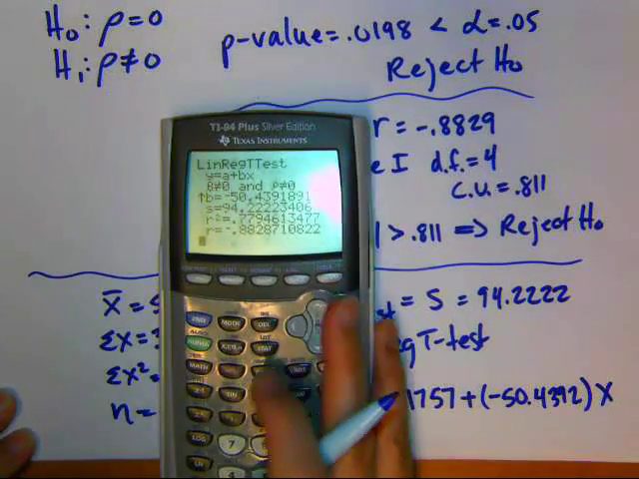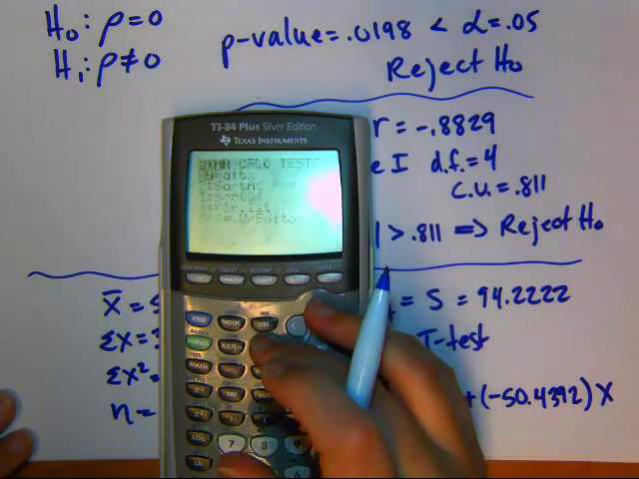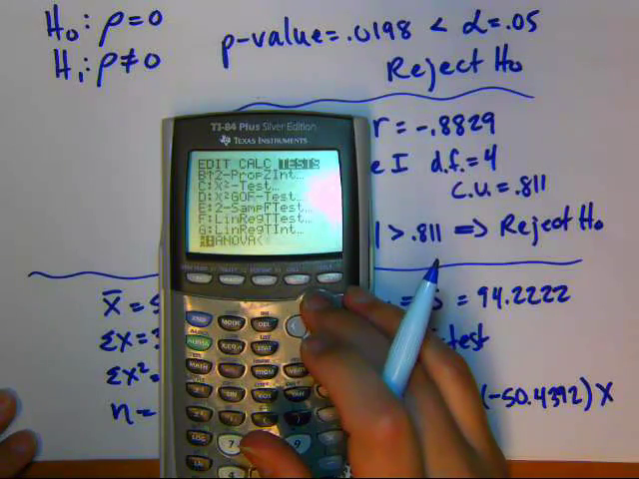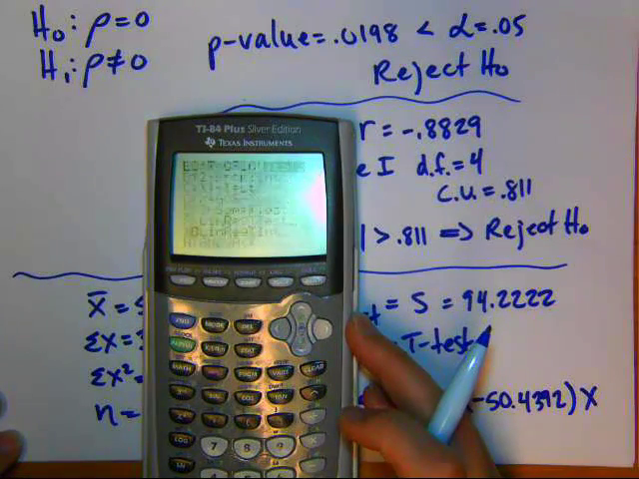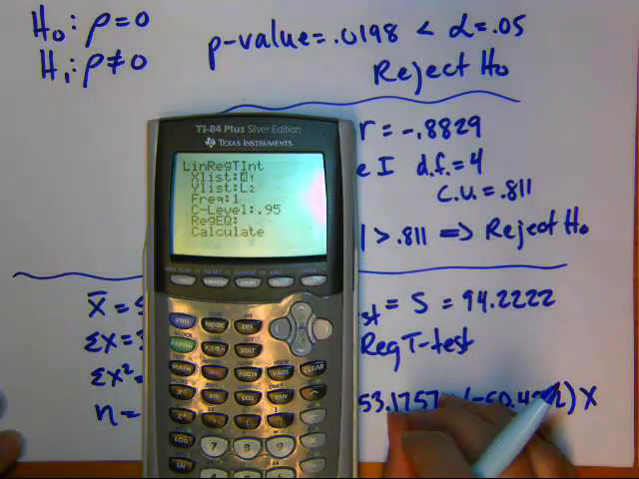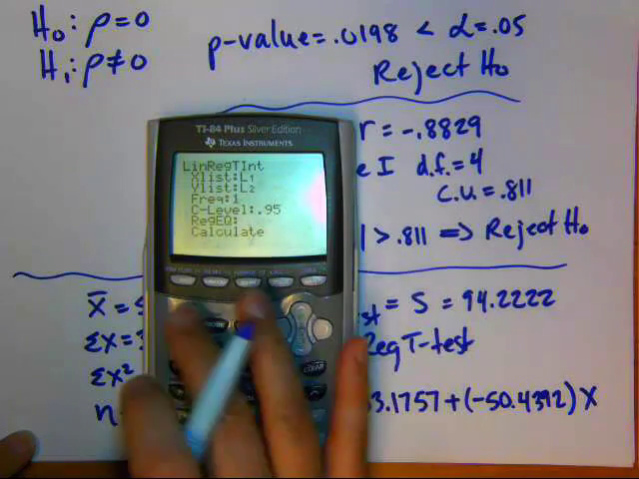I do want to just make a quick note, and students were doing this incorrectly quite a bit, is that some of your calculators under the interval menu have one that's called LinRegTInt. That is not the prediction interval. It's completely different. It's looking at finding a confidence interval around the slope, so we're not going to use that one.